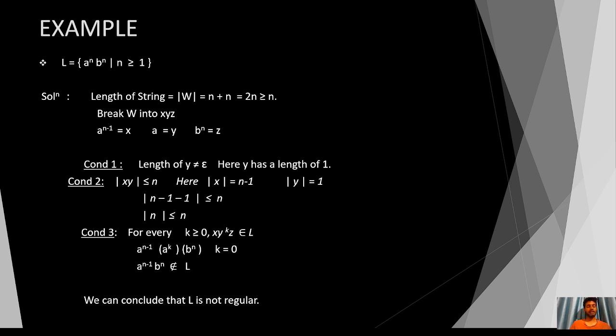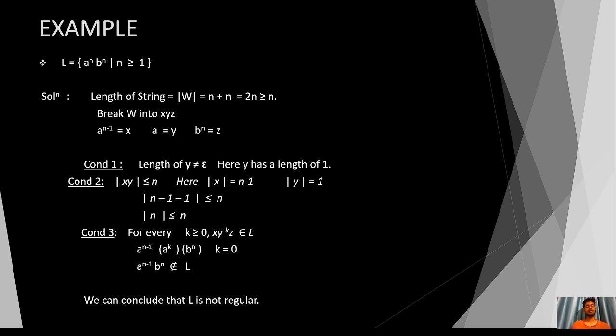So the condition 3: for every k greater than or equal to 0, x y to the power of k z belongs to L. So here, as we know, a to the power of n minus 1 into a to the power k into b to the power n. We just take the power k in the y part. So we substitute different values for k, like k equal to 0, 1, 2, and so on. Whenever we see that the condition is not true for any given value, then we can say that the language is not regular, even if it fails once.